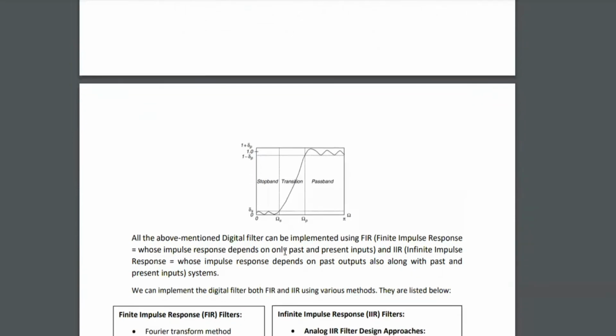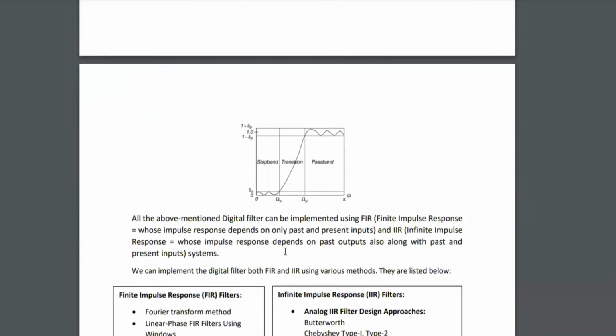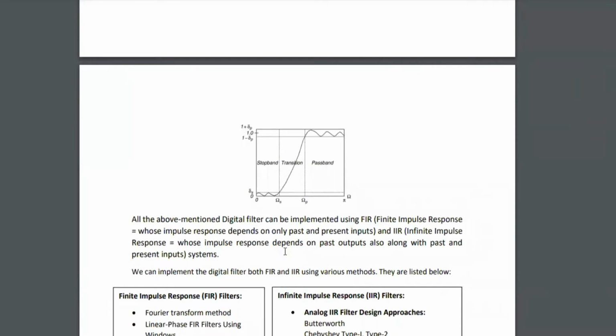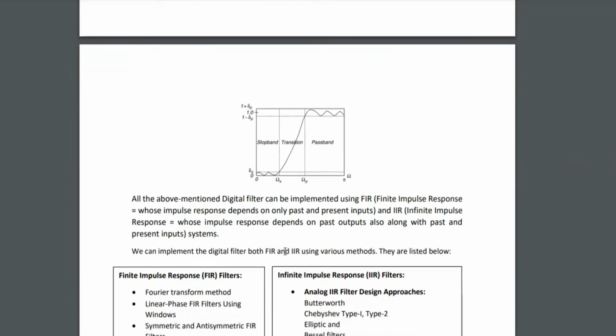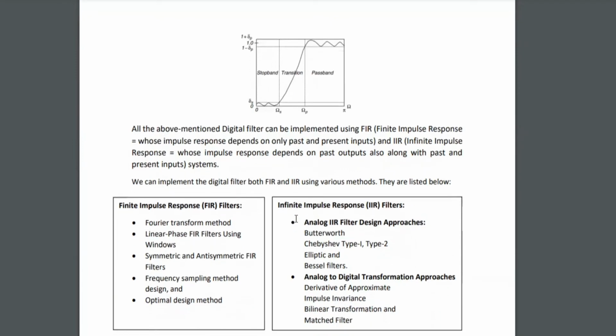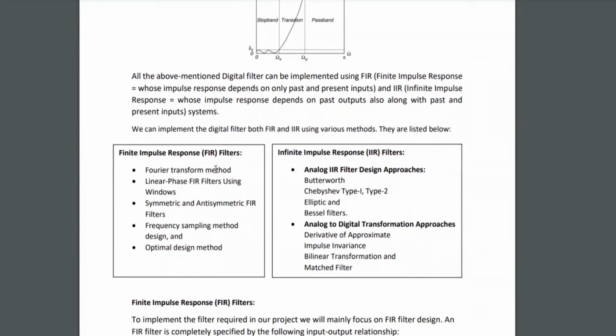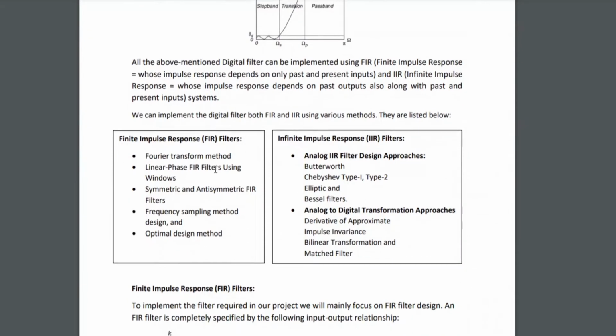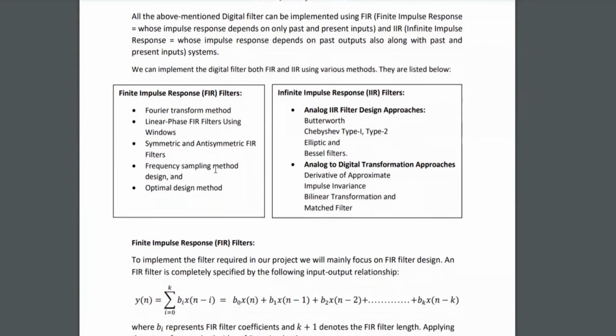All the above mentioned digital filters can be implemented using FIR, that is finite impulse response, whose impulse response depends on only past and present inputs. We can implement the digital filter with both FIR and IIR. IIR is infinite impulse response, whose output depends on past outputs along with the past and present inputs. These are some of the methods by which we can implement the digital filter using FIR and IIR techniques. We will use only a linear phase FIR filter using windows in our project.